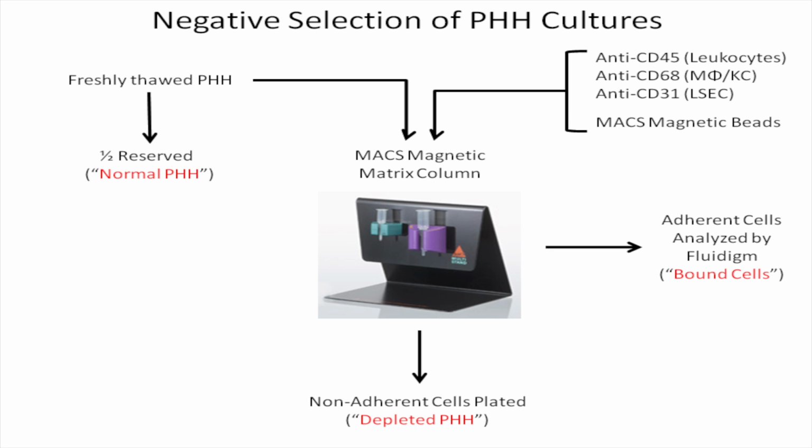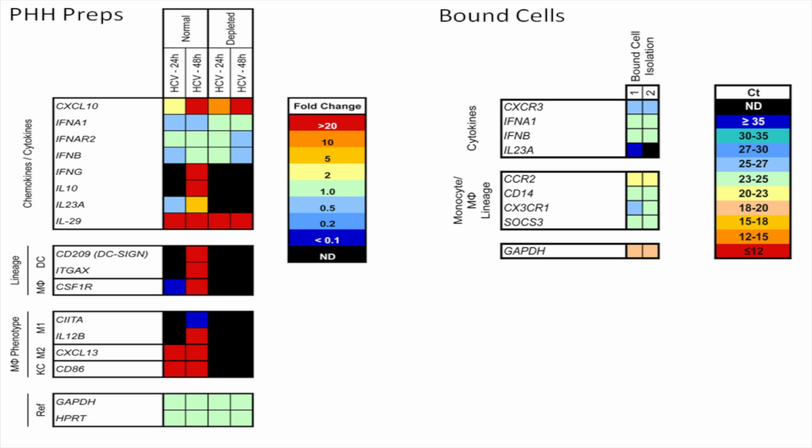So the standard preparation of primary hepatocyte looks like this. You infect with HCV at 24 and 48 hours. You see CXCL10 induction, some low-level expression of interferon, and actually some production of interferon gamma and IL-10, which are known to be produced by immune cells. You also see expression of some dendritic cell markers, as well as these different macrophage markers, and in particular CD86, which is a Kupffer cell marker.